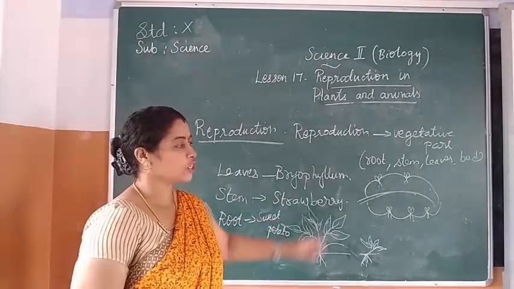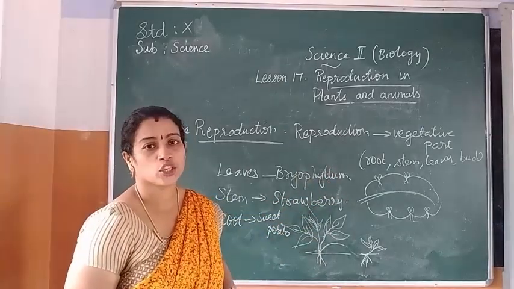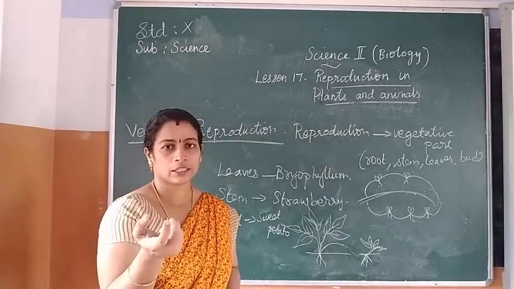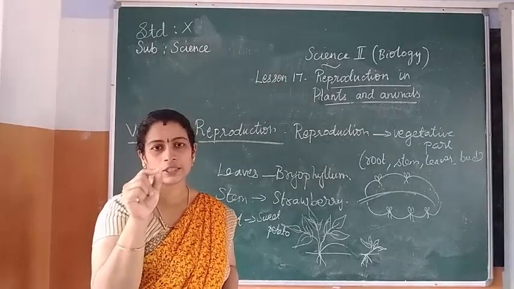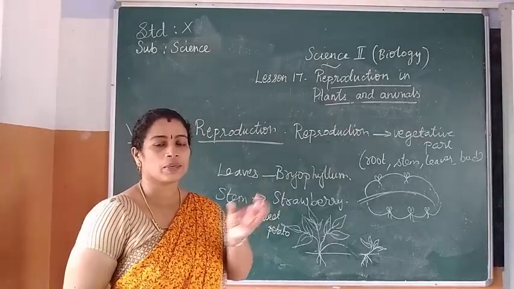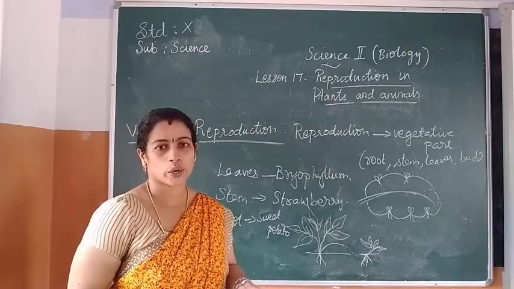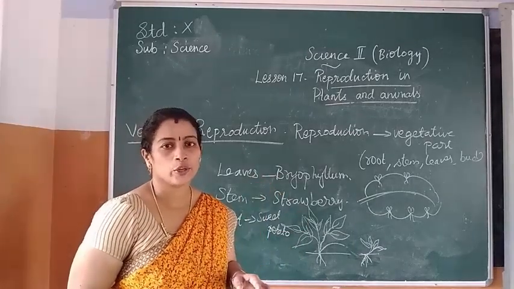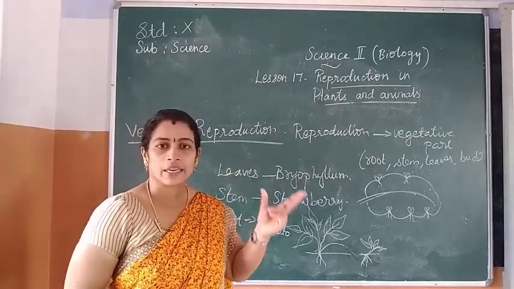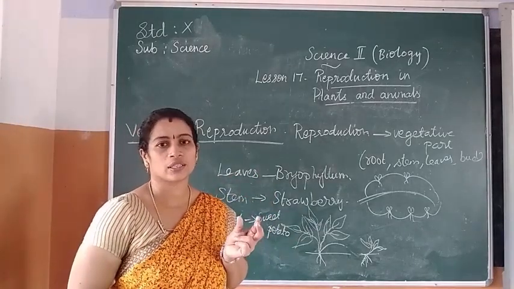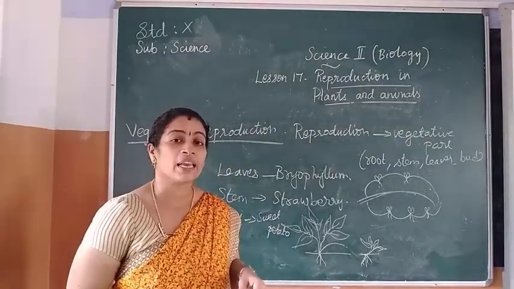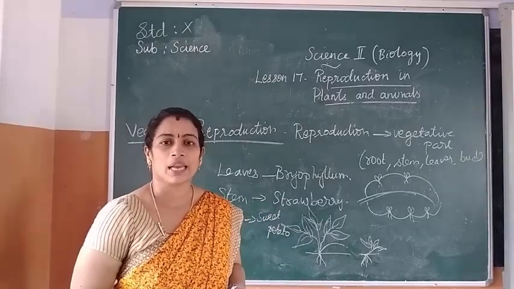The next one is vegetative reproduction by adventitious buds. That is, flower buds will turn into small spherical structures known as bulbils. These bulbils will fall off from the parental plant into the soil and grow into a new plant. Example, agave.